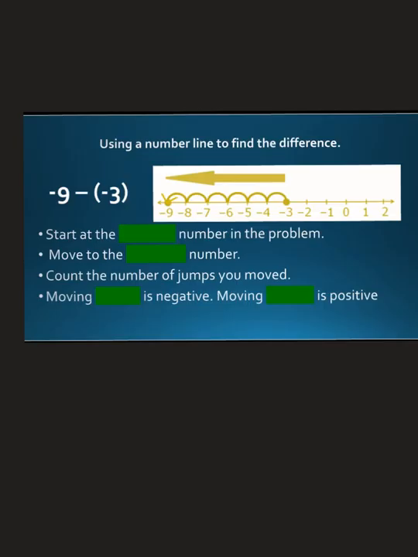All right, just like modeling with chips, we do have some steps for modeling with a number line. So our first one is to start at the second number. So second number in the problem, and then you are moving to the first number. We're going to count the number of jumps we make, and then if we move left, our answer is a negative. If we move right, our answer is a positive. So now let's practice with these steps.